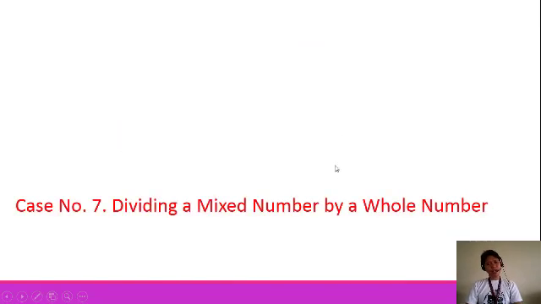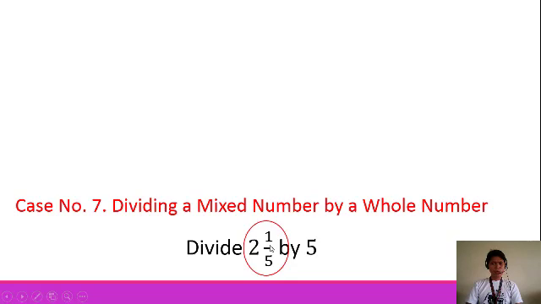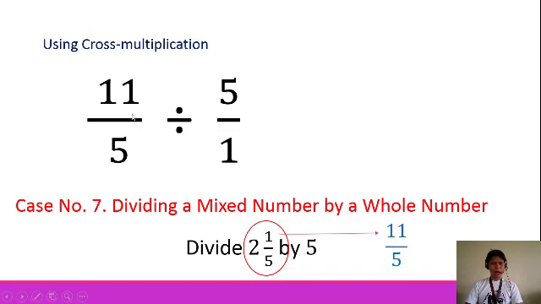Okay, next. Moving on with our case number 7, dividing a mixed number by a whole number. Like for example, 2 and 1/5 divide by 5. So 2 and 1/5 is 2 times 5 is 10, plus 1 is 11 over 5. And then divided by 5. By cross multiplication, 11 over 5 divided by 5 over 1, because 5 is understood to have a denominator of 1.